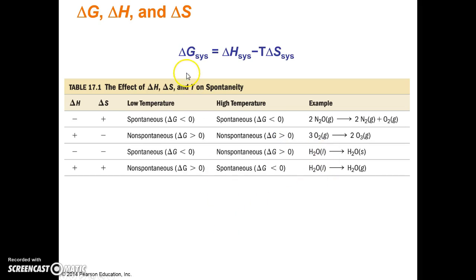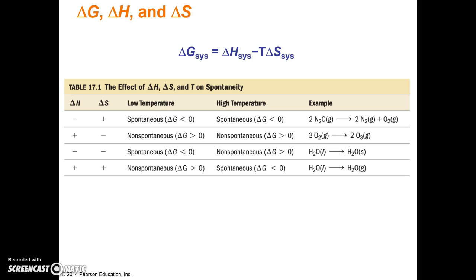So as I said, looking at this equation, you can see that there are some situations where the reaction will always be spontaneous, some situations where it will never be spontaneous, and then there'll be some reactions where it'll depend on temperature. And so this table is a good one to get down in your notes because it's kind of the primer on how to keep this all straight.